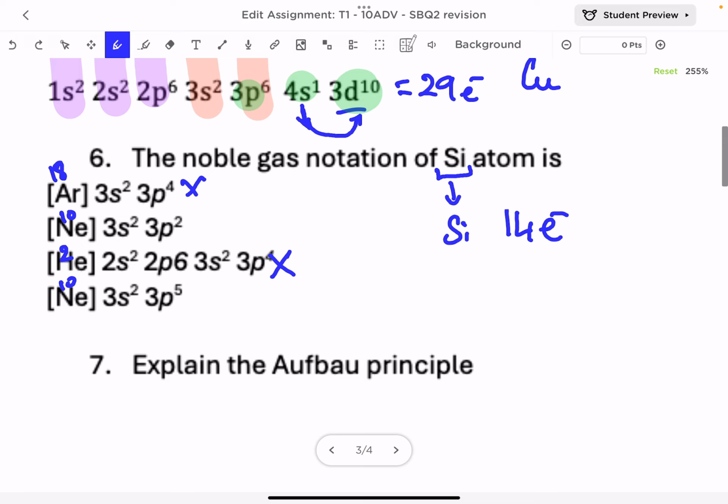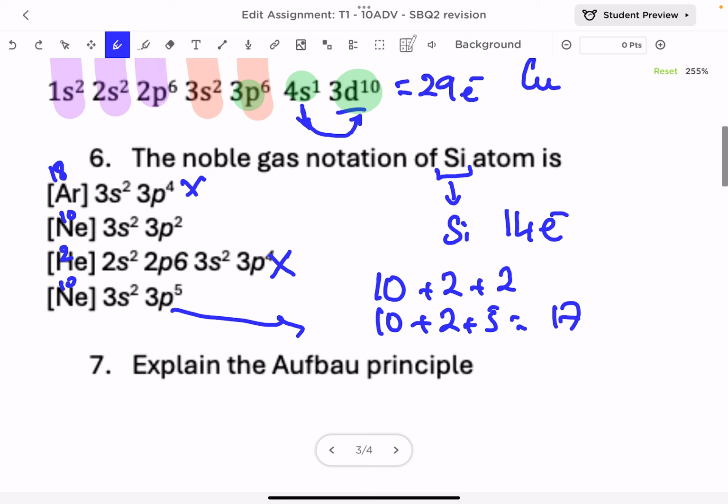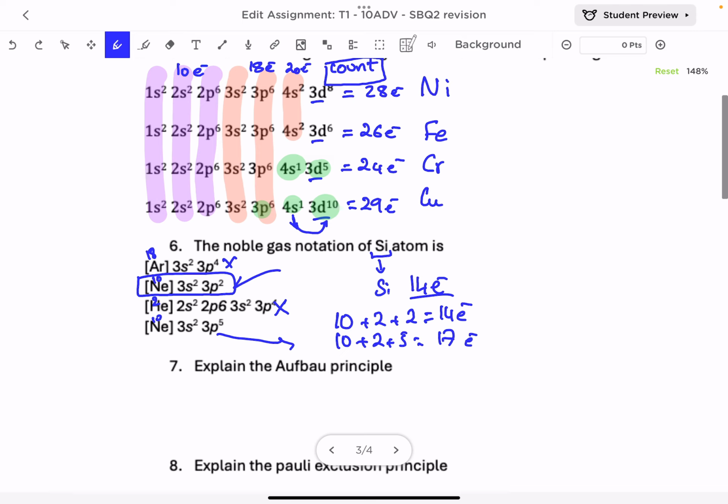Now, am I going to take the Ne 3s2 3p2 or the Ne 3s2 3p5? Let's count. 10 plus 2 plus 2, and for this one, 10 plus 2 plus 5. That's 14 electrons, and that's 17 electrons. This is the correct answer because silicon has 14. Or if I go to the periodic table, silicon is on 3p2. 1, 2, 3, 3p1, 3p2.